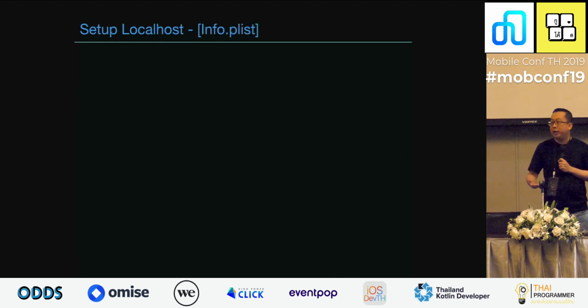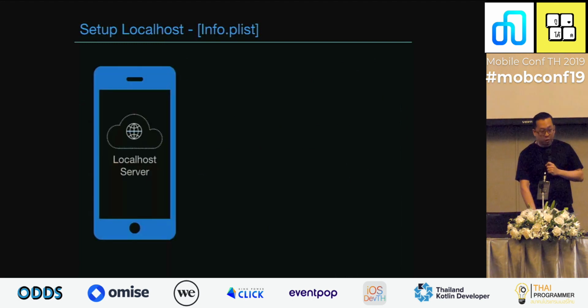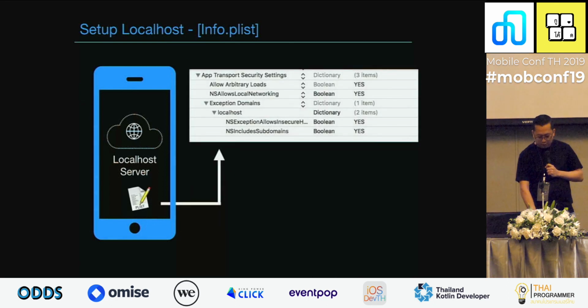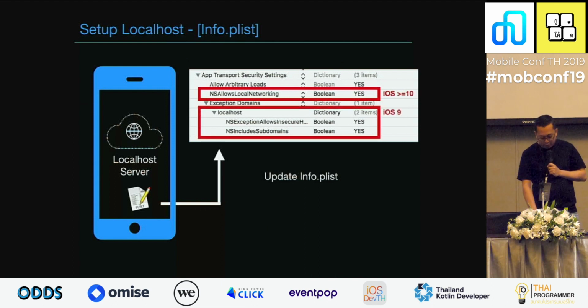So after LA, the next letter is the letter I, and I stands for Info.plist. Because we are using an HTTP localhost server, we will need to patch our Info.plist file to allow for local HTTP request. Under App Transport Security Settings, for iOS 10 and above, we simply add NSAllowsLocalNetworking. And if you're still on iOS 9, you will need to add localhost as an exception domain item.